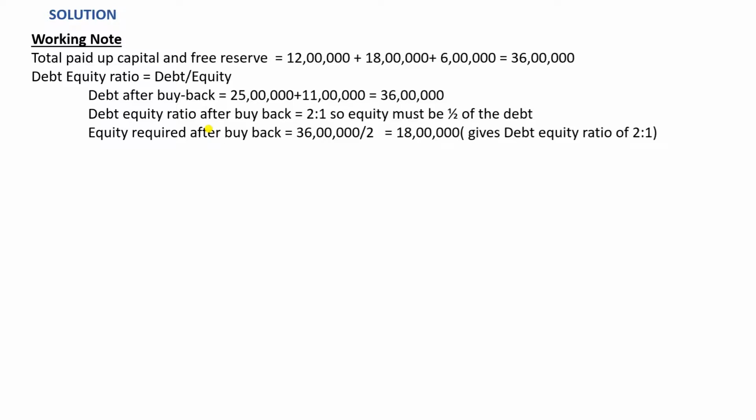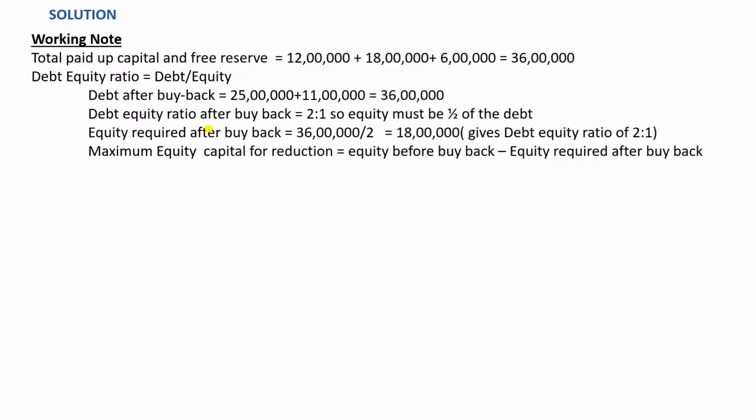Clear? Okay. Now, maximum equity capital for reduction. How much of the equity capital can we reduce? It can be calculated using this formula: equity before buyback, that is 36 lakh, minus equity required after buyback, that is 18 lakh. Presently we have 36 lakh as equity, minus required 18 lakh, so the amount which can be reduced from the equity capital as part of buyback is 18 lakh.